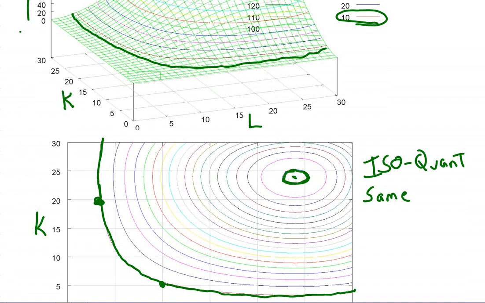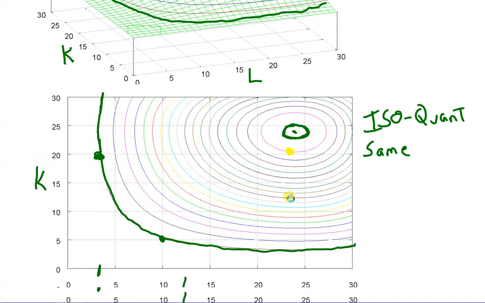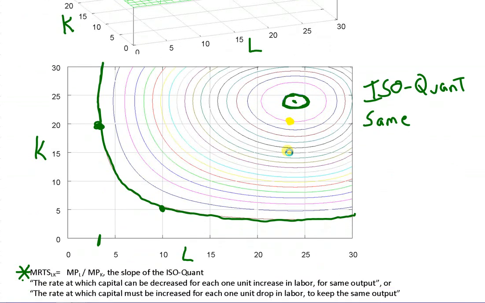Let me switch to the color yellow for my ink here. And I just want you to think about a couple of points here and what's implied. Here we're producing, I think, 180, anywhere on this pink line, 180 units of output. And right here we're doing it with approximately 23 labor and maybe 21 capital, just to guess a number there.